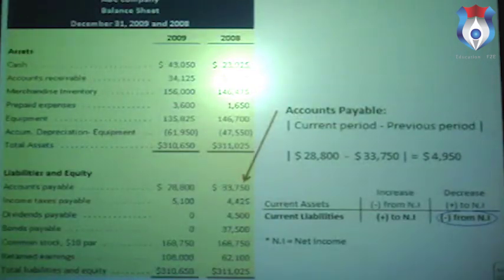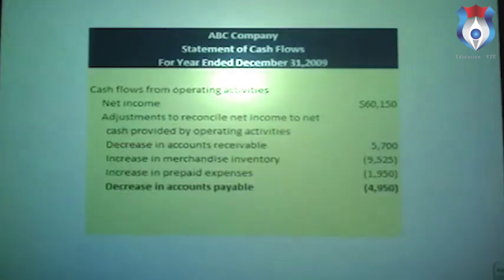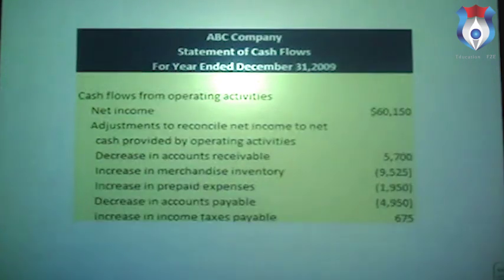Next, we will move to current liabilities. Under current liabilities, when you have a decrease, you will need to subtract this change from net income. Looking at accounts payable for 2008, moving into current year of 2009, there has been a decrease of $4,950. This decrease in accounts payable has been recognized. We'll apply the same method for the remaining current liabilities.